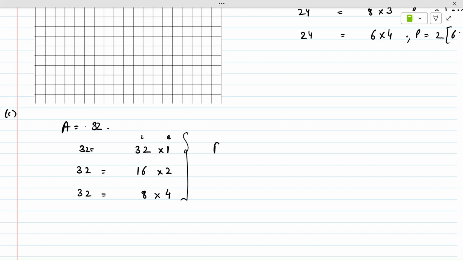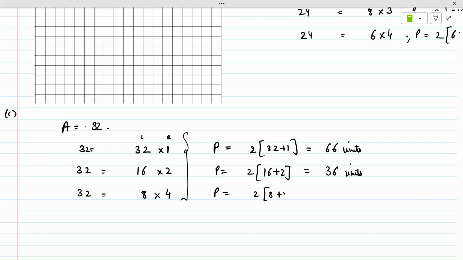Now let us find the perimeter of these. What is the perimeter of the first one? This is 2 into (32 plus 1), 33, that is 66 units. Coming to the second one, this will be 2 into (16 plus 2), that is 18 into 2 is 36 units here. The last one we have 2 into (8 plus 4). 8 plus 4 is 12. 12 into 2 is 24. So the rectangle with the greatest perimeter is this one, smallest perimeter is this one, and 3 rectangles are possible here. I hope this is clear, and now you know how we have to draw it.